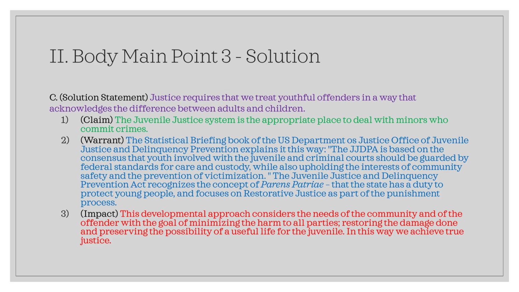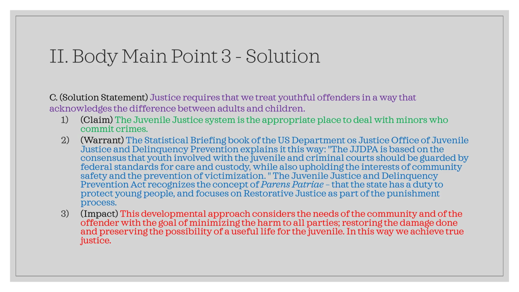I'll just read all 3 of them together so we see how they function together. Justice requires that we treat youthful offenders in a way that acknowledges the difference between adults and children. The juvenile justice system is the appropriate place to deal with minors who commit crimes.